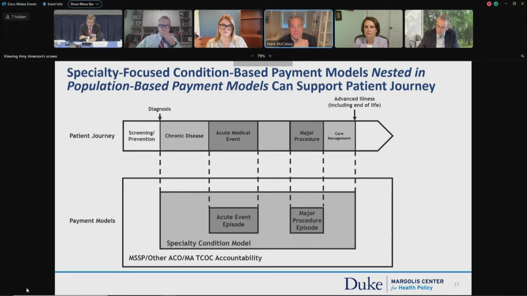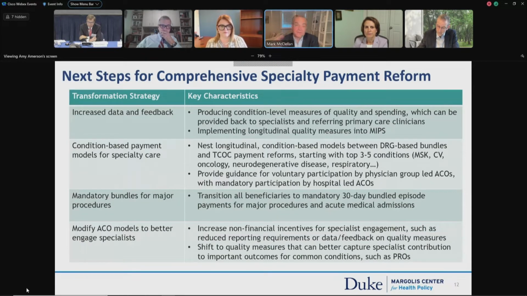Just a few last quick points here. Next slide. First of all, CMS and other payers have data now that can be used to describe longitudinal condition experience for patients, not just acute episode or procedure, but experience over time that patients are having.